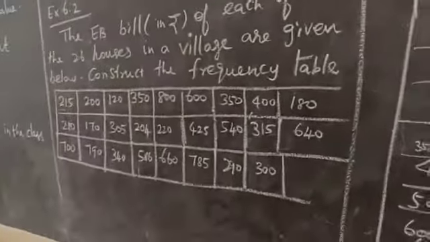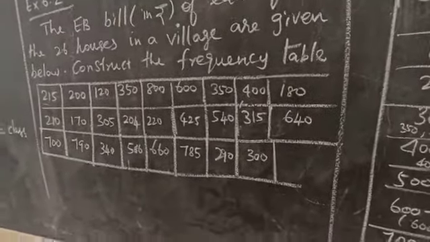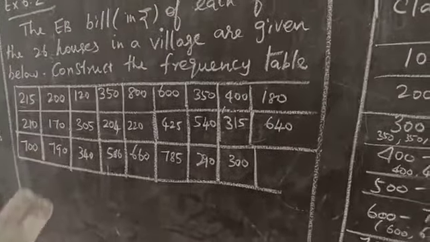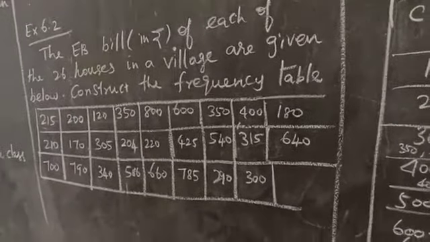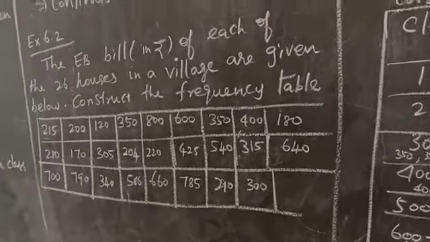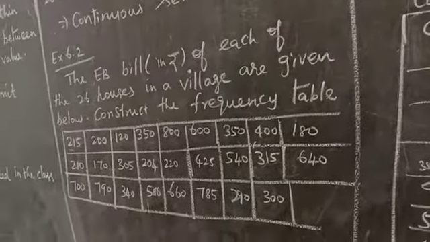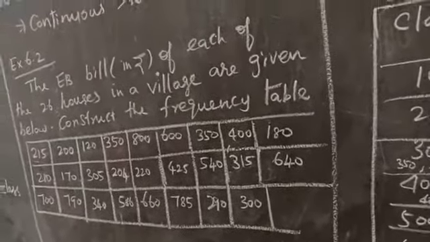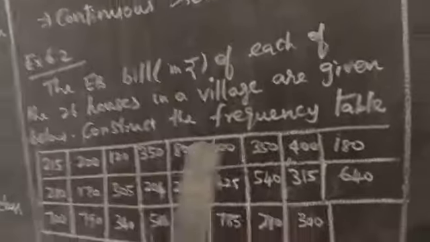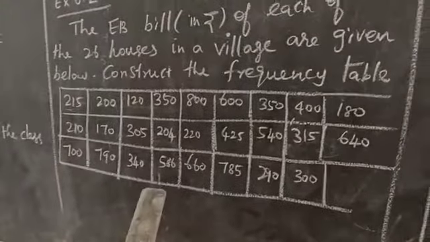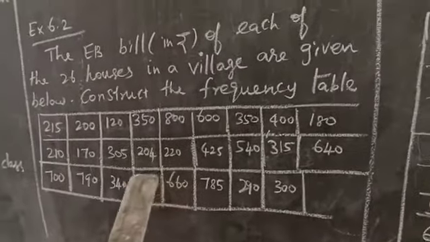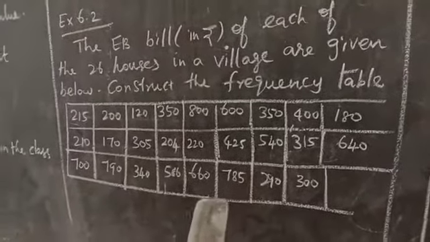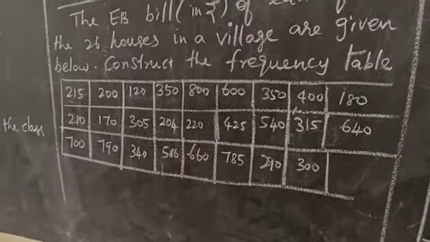So how will you find out the solution? First we take the range. The range formula is the largest value minus the smallest value. So in this list, what is the maximum bill amount? 800 is the maximum bill amount and the minimum is 120.